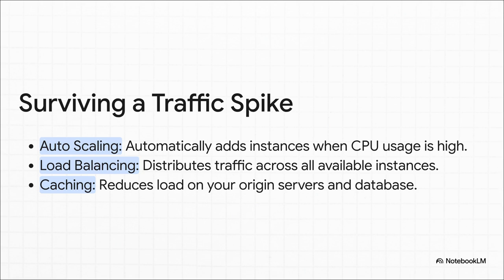Your auto-scaling group will see the CPU usage spike and just add more servers. The load balancer will immediately start sending traffic to them. And for an even bigger boost, you can use caching with services like CloudFront to serve content from locations closer to your users, so the request never even has to hit your servers in the first place.